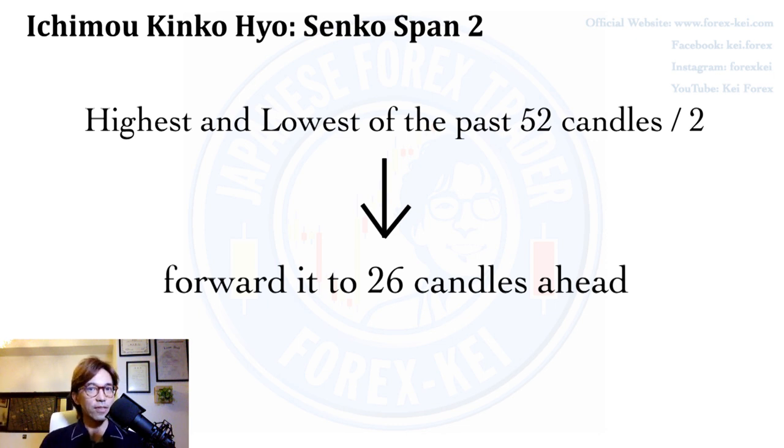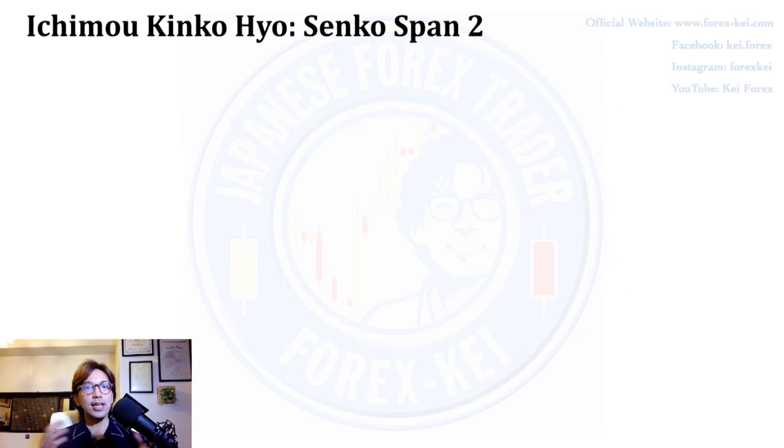Now, I can hear your voice like, why do you move it 26 days ahead anyway? It should have been drawn at the current candlestick time like Tenkan-sen or Kijun-sen, but why is it forwarded 26 days ahead? That makes it even more confusing, right? Now, to answer your questions, I will show you why with a chart example. Like I said, Senko Span 2 shows the equilibrium point of the long time span as compared to Tenkan-sen and Kijun-sen. And when the price breaks the Senko Span 2, that's when the price actually breaks Kumo.